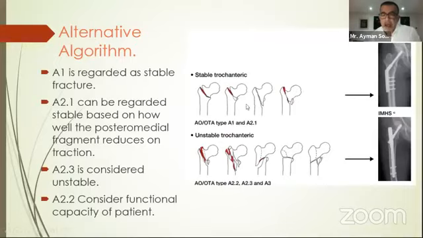So a DHS for all those, and then for the unstable types, which is the A22, A23, and all the A3s, a cephalomedullary nail. I would like to consider the A22 as a separate entity where you can use either a DHS or a nail, depending on what type of patient we're talking about.